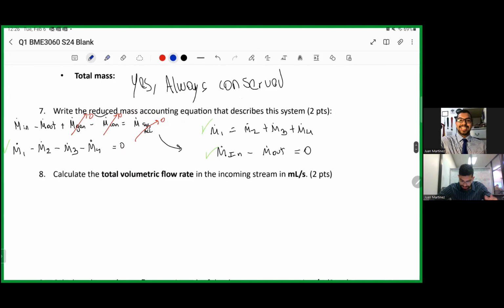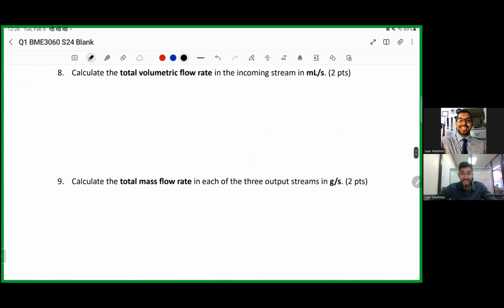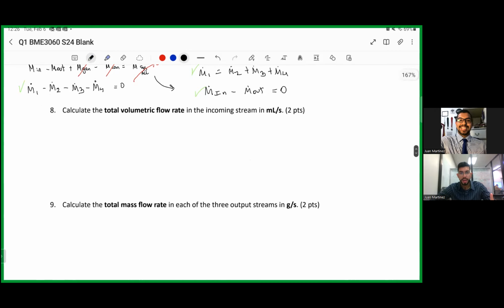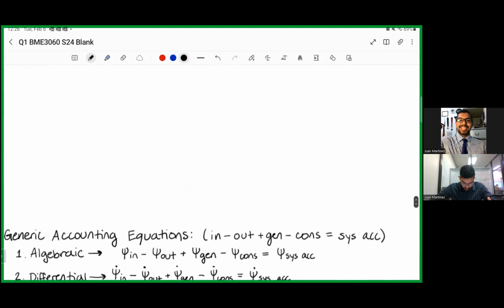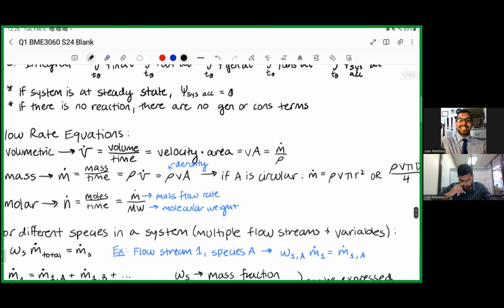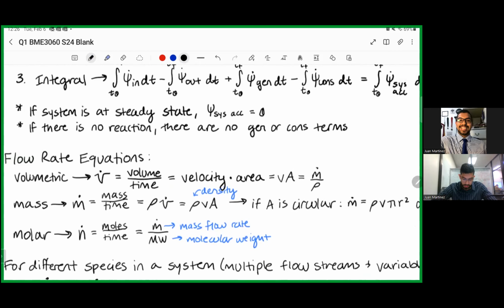Awesome, okay. 7 done. Let's go for 8. So calculate the volumetric flow rate. I don't remember how to calculate it, but thankfully we have a formula sheet right here. So we know volumetric flow rate. What's that? That's the volume over time. Now, volume over time, we can think of it as the velocity times the area. So the velocity the liquid is going, in this case the insulin, times the area it's going through.